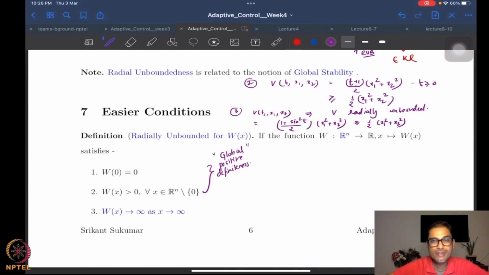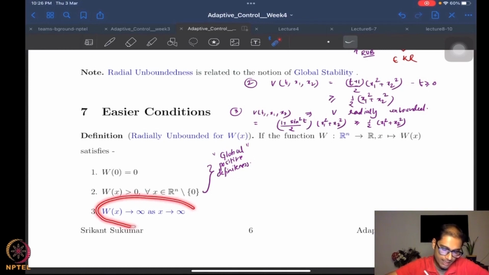It is still positive definiteness. The only thing is we are requiring something more stringent, that this positive definiteness hold for every value of state other than the origin and not just in a ball around the origin. Okay, so this is a little bit more stringent. And beyond that, we require that the function goes to infinity as the state goes to infinity.